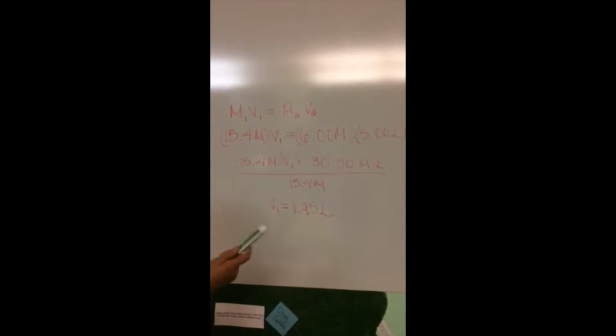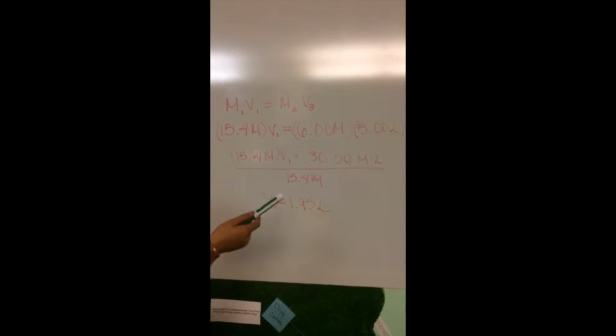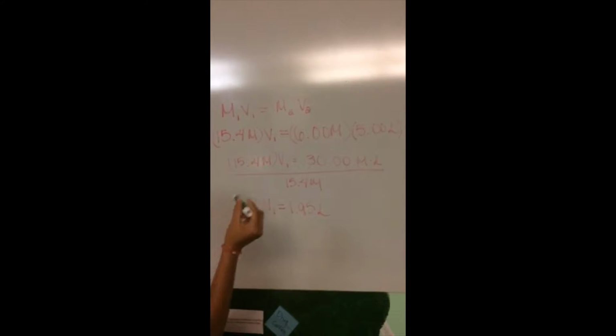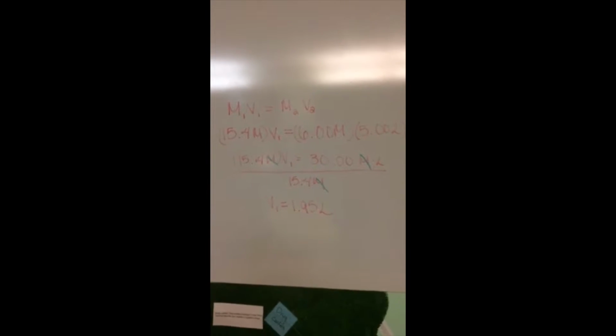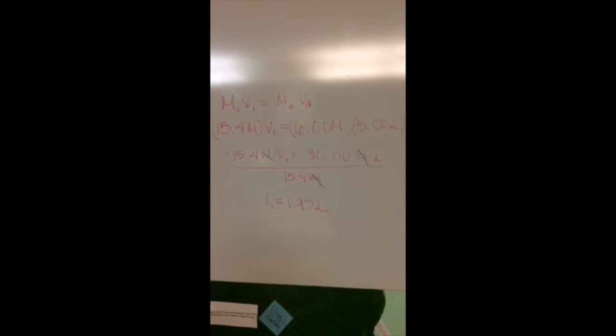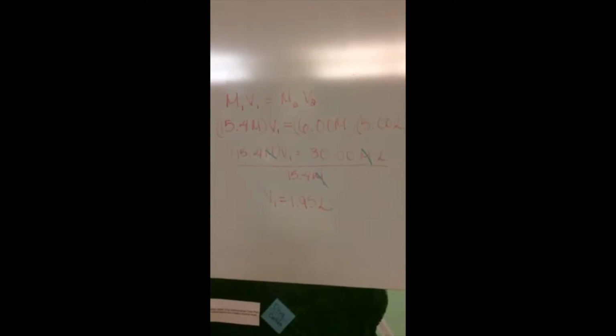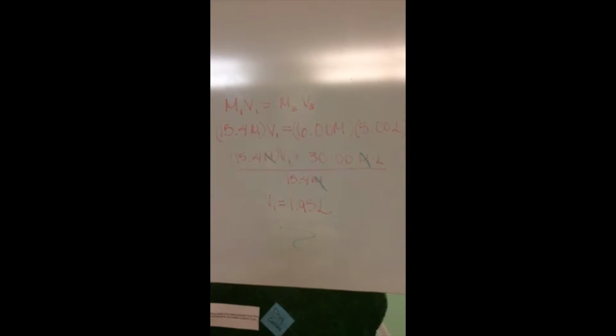So in order to isolate the V1, you want to divide the 15.4 molar from the 30.00 molar liters. So by doing that, the molars will cancel out, and you are left with V1 equals 30.00 liters over 15.4. And your final answer is V1 equals 1.95 liters.